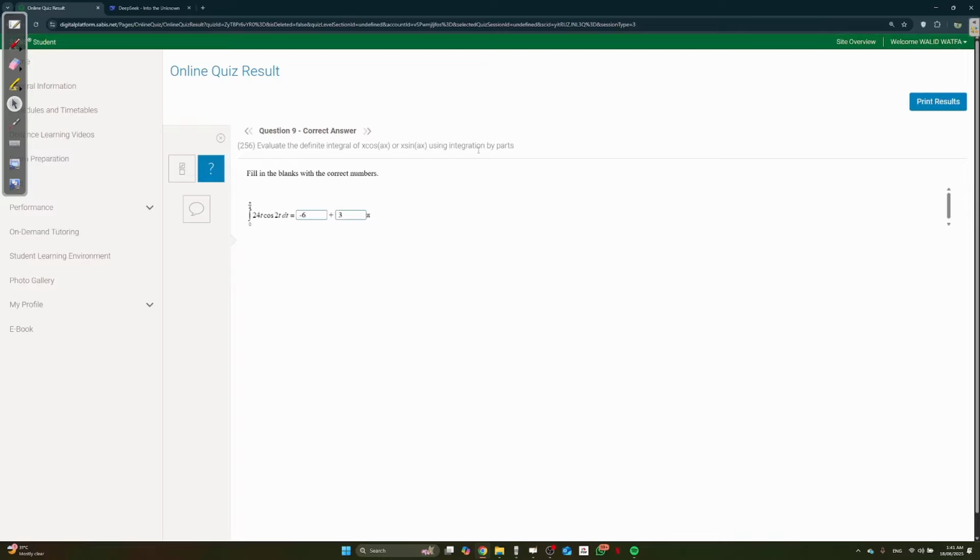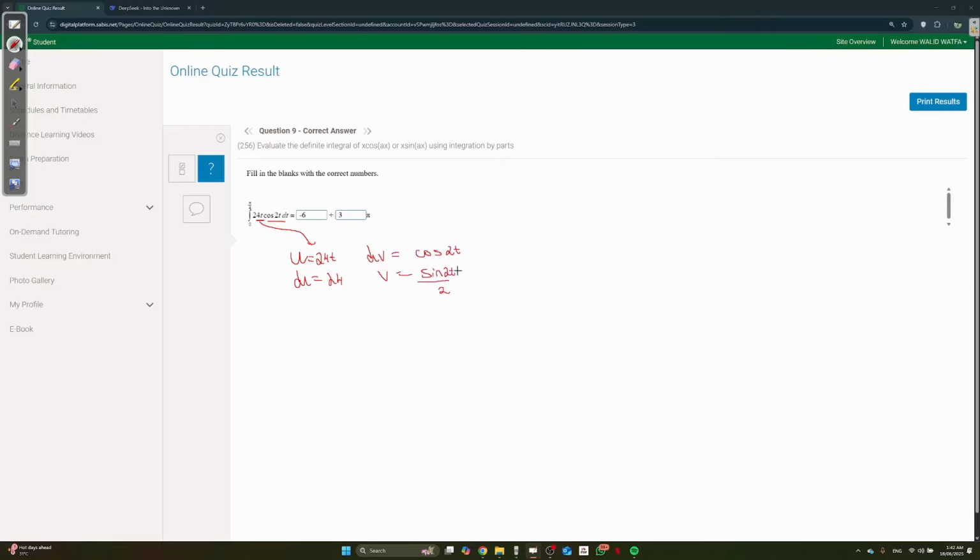Evaluate the definite integral of x cosine x or x sine x using integration by parts. Okay, this is very easy. We'll do this. So 24t cosine 2t, as you can see here, it's a product. So we're going to do our u and dv, right? What's my u? Always, if you have a linear function and a trigonometric, always the linear function, you're definitely going to see a question like this. You will definitely. 24t, I'm going to take it as my u. Always take your linear one as your u. Okay, so what's du going to be? 24. dv is what? It's cosine 2t.